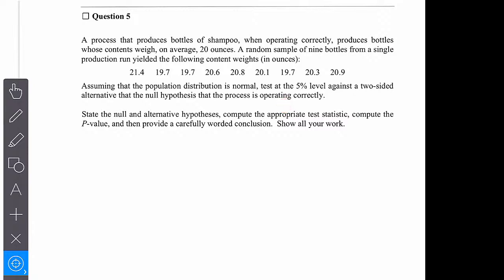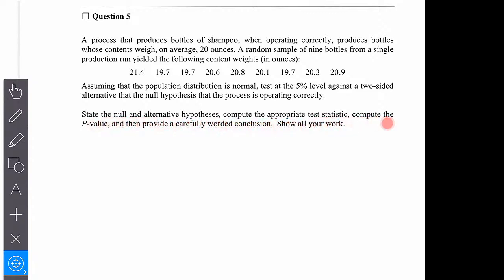Assuming that the population distribution is normal, test at the 5% level against a two-sided alternative that the null hypothesis is that the process is operating correctly. That's a weird sentence, isn't it? Okay, the two-sided alternative is that the process is operating correctly. I see, okay. State the null and alternative hypothesis.